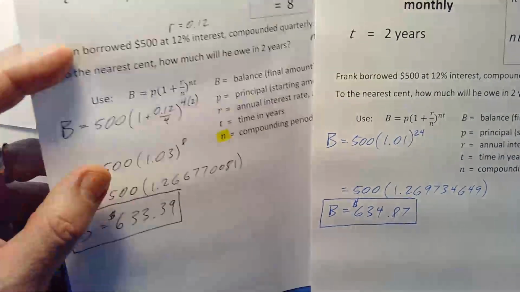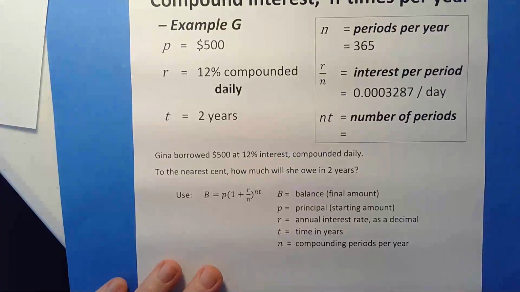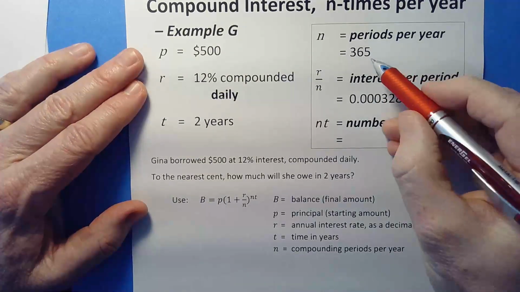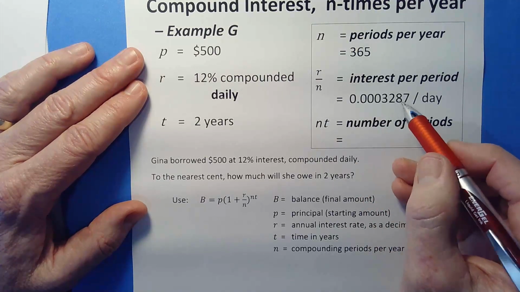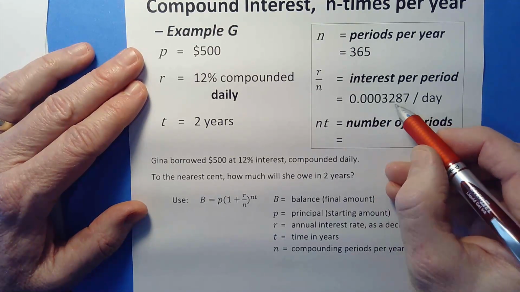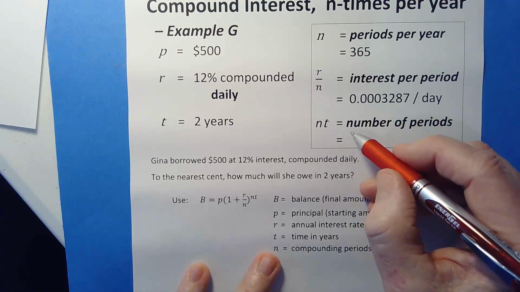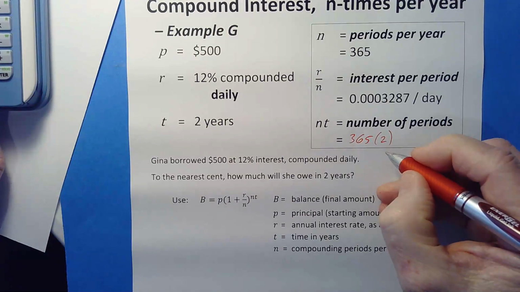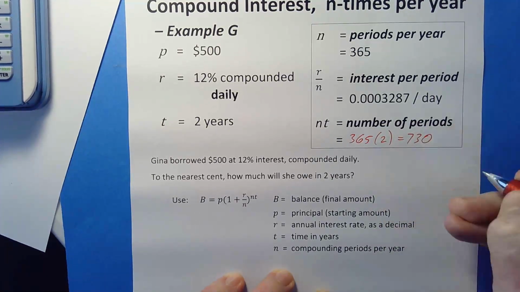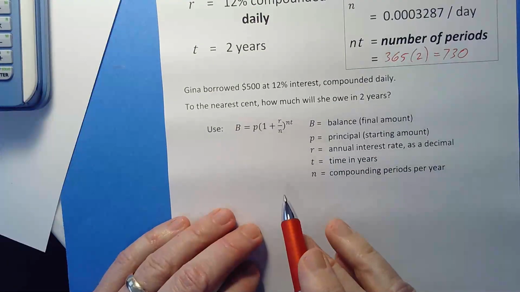Let's take it to the next step, which is to see what happens if we compound it daily. This is going to be kind of interesting. For compounding daily, I already wrote some of this down. We're going to assume 365 days per year, and I rounded this so we're all using the same value for interest per period. Interest per period is 0.003287 as a decimal, or 0.03287% per day. The number of periods is 365 times 2, which gives us 730 periods. If we were doing this manually, we would literally have to do this 730 times. That's where using this formula is much, much better.